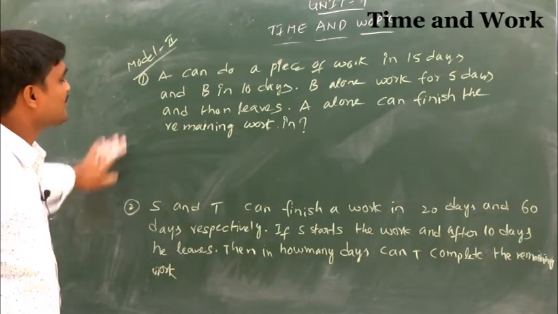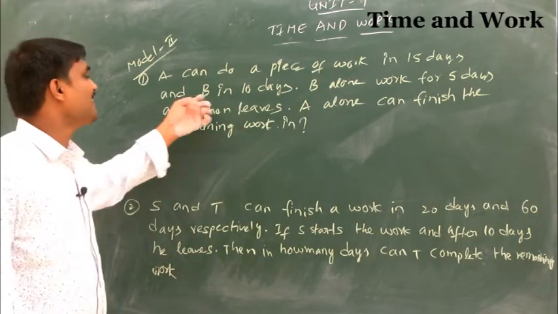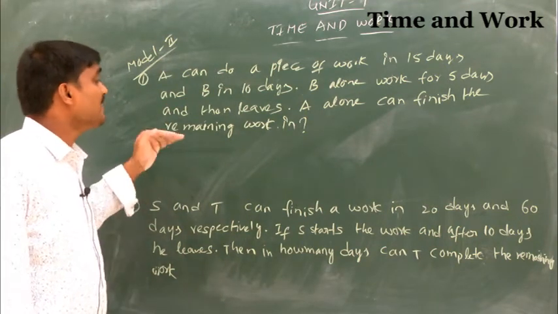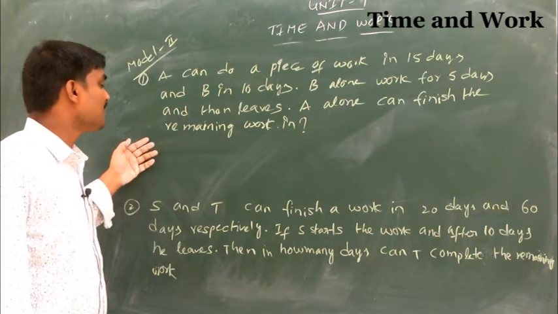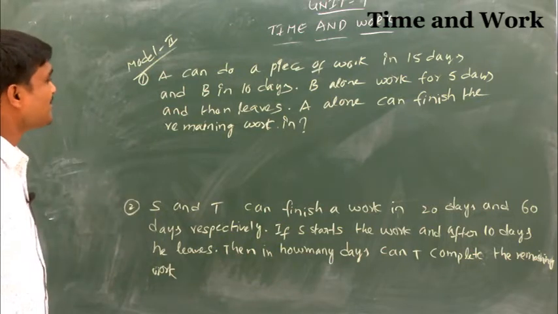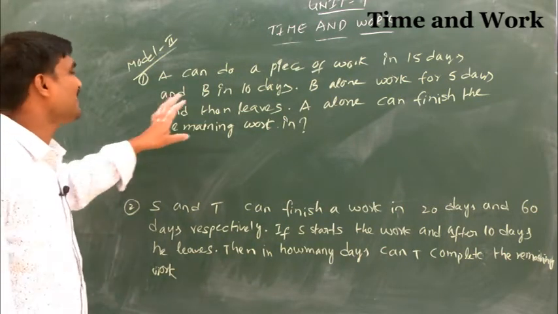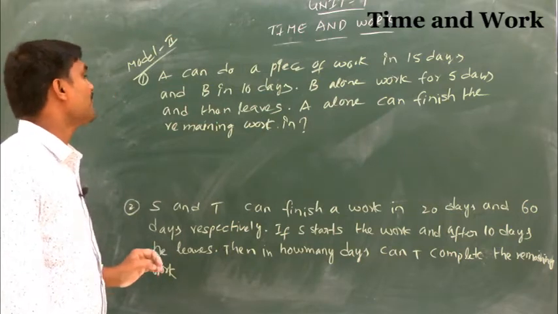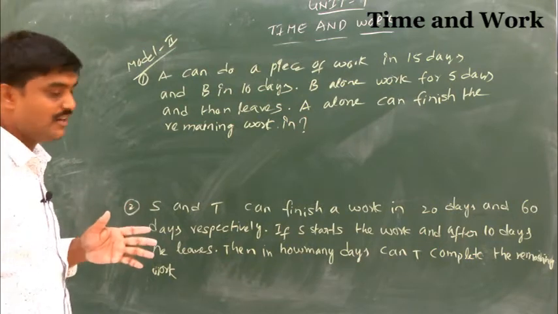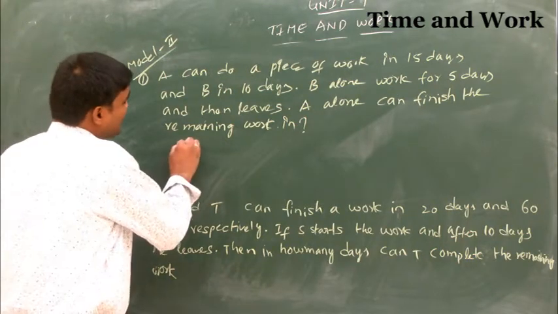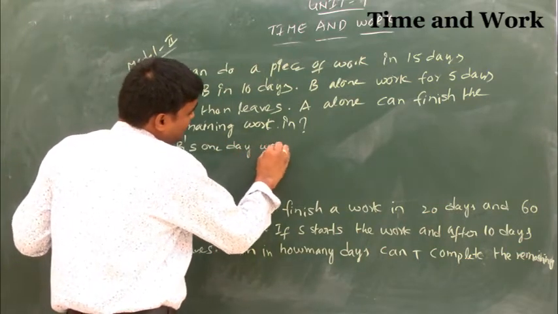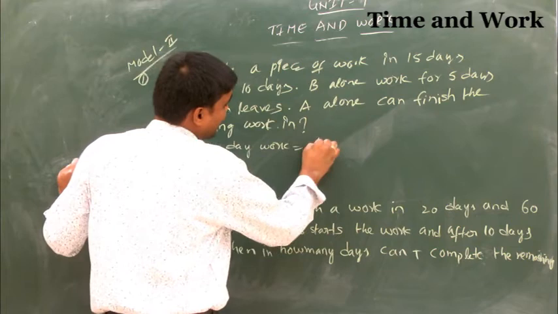So A can do a piece of work in 15 days and B in 10 days. B alone works for 5 days and then leaves. A alone can finish the remaining work in how many days? A can do a piece of work in 15 days and B in 10 days. B alone works for 5 days and then leaves. A alone can finish the remaining work in how many days? So B's 1 day work is 1 by 10.